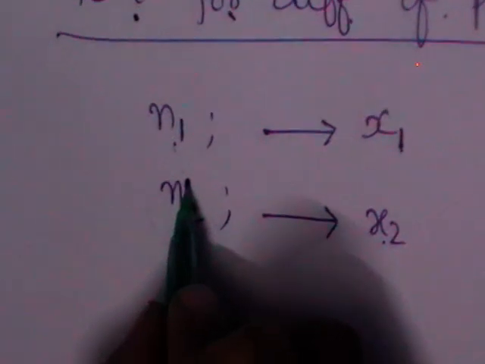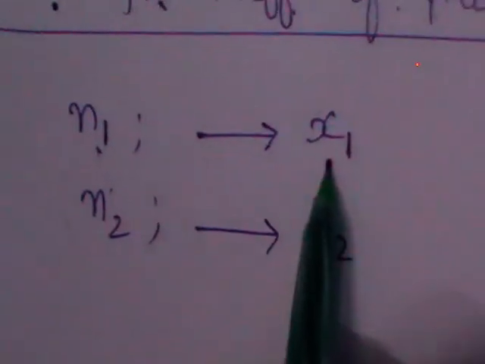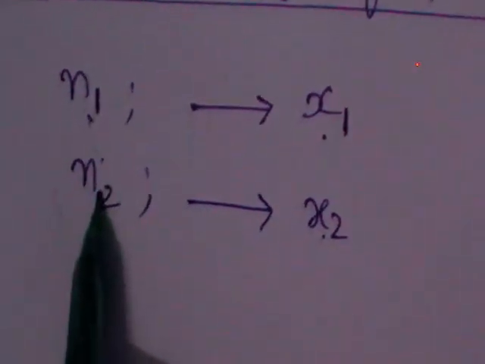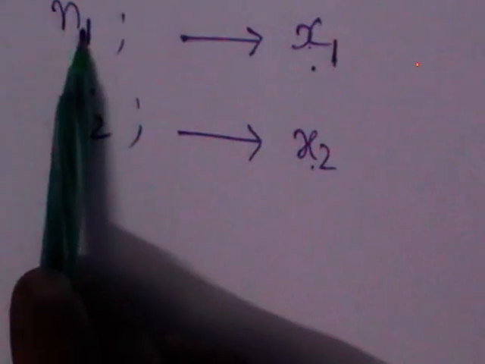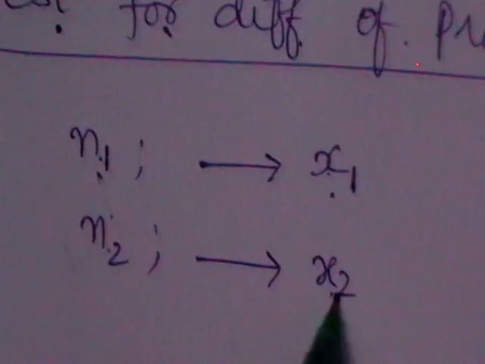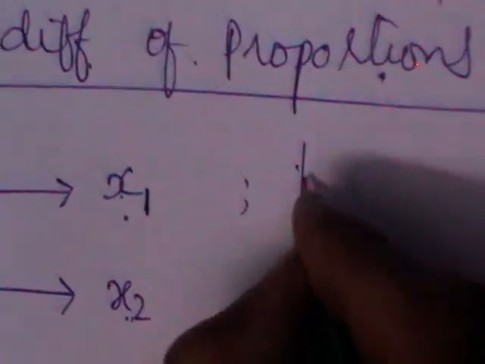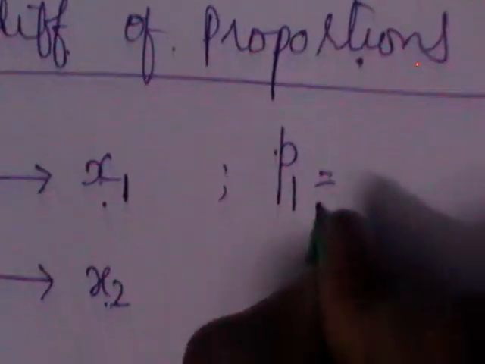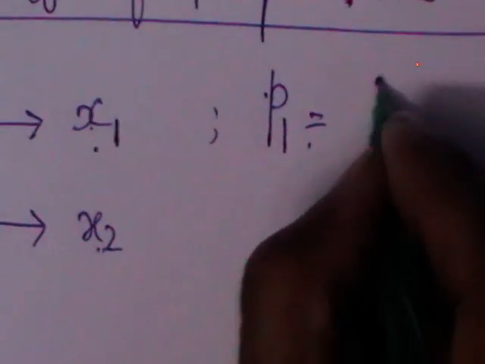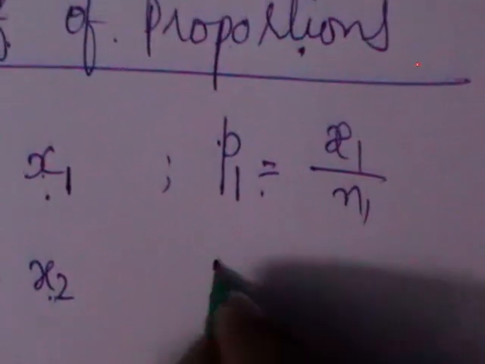This means it's an extension of the single proportion, where we simply described one sample with X. Here you are writing two different samples, n1 comma n2. x1 is the number of individuals having a characteristic A, and x2 is the number of individuals having the characteristic A in another sample. P1 stands for the sample proportion of the first sample, so this will be x1 by n1. What is P2? x2 by n2.